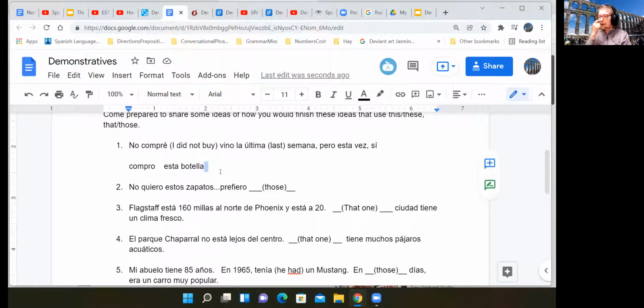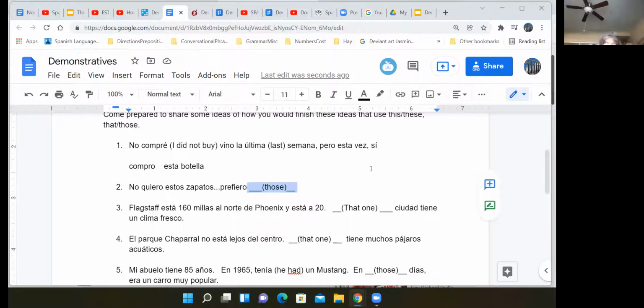So you can see, it's flexible, right? I can be using este vino, masculine, esta botella, this bottle. Depends on the noun you're using. The noun will govern. No quiero estos zapatos. I don't want these shoes.